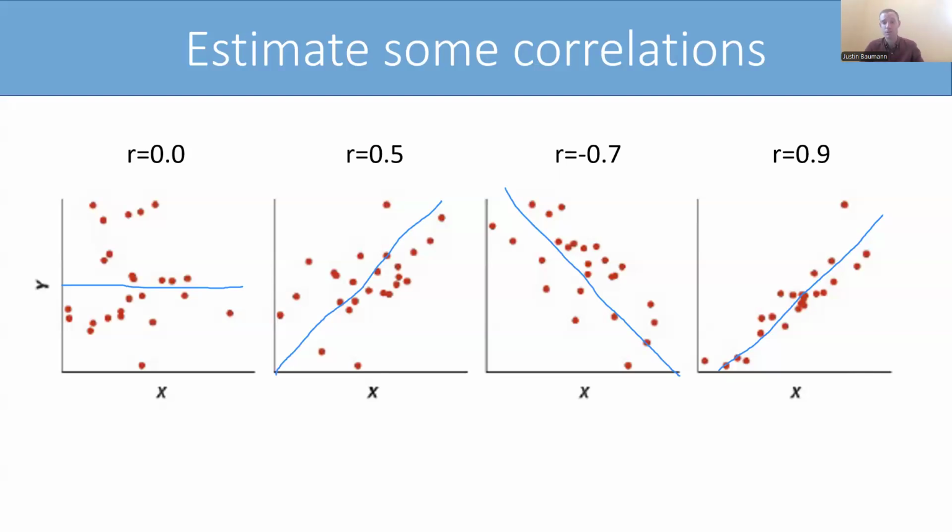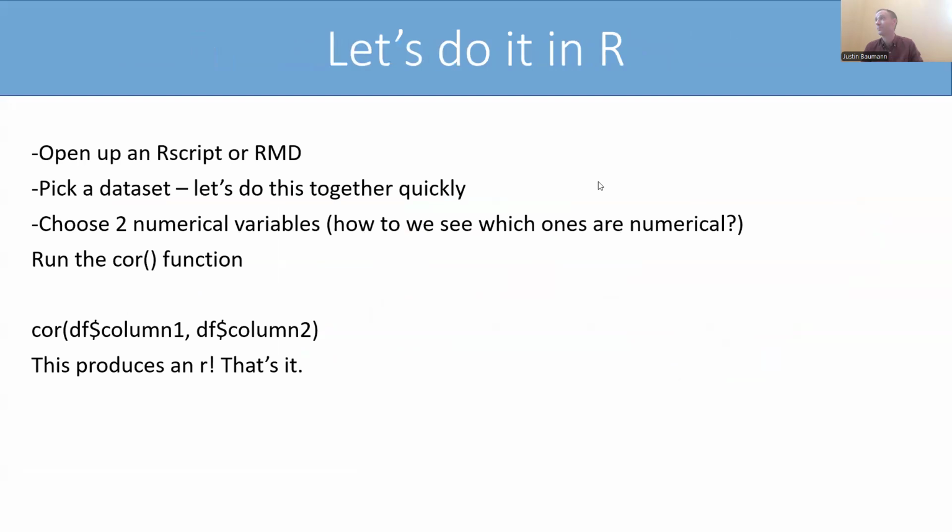So how do we do correlation analysis in R? We're going to do this in class, but it's real easy. You want to try it in R? You can do it now, or you can do it in class. You open up an R script. You pick a data set: mtcars, Palmer penguins, iris, whatever you want. Choose two numerical variables. You know how to find whether a variable is numerical at this point. And you actually just run a function called cor.